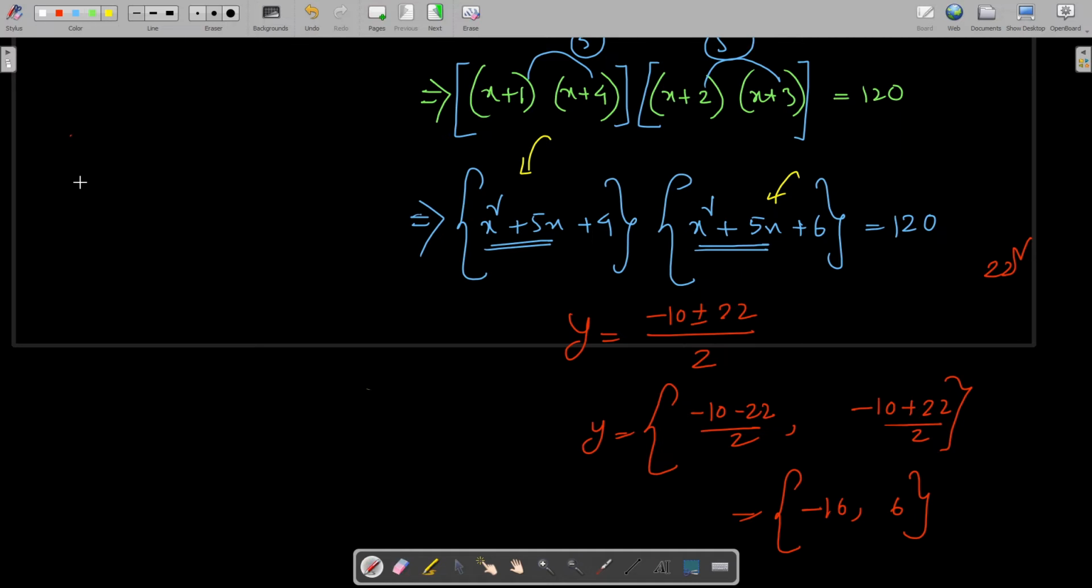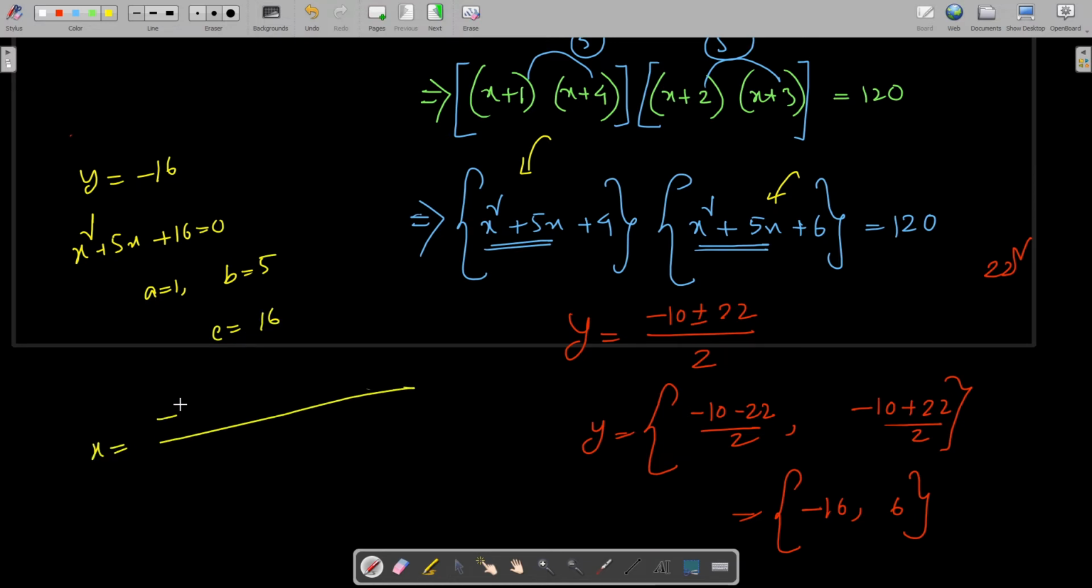This time we will do y equals to minus 16. So y is what? x squared plus 5x plus 16 equals to 0. Now since we cannot do the splitting, we will go with the formula. a is 1, b is 5, c is 16. Let's find x. x will be equal to what? Minus b plus minus root over b square minus 4ac divided by 2a.